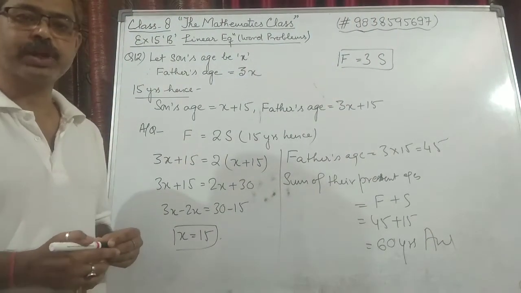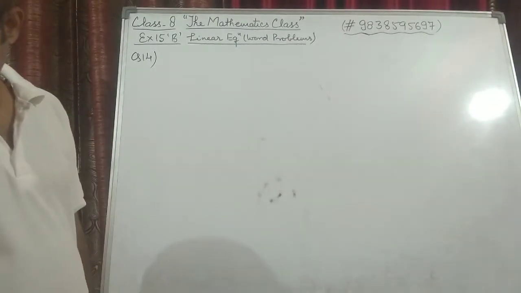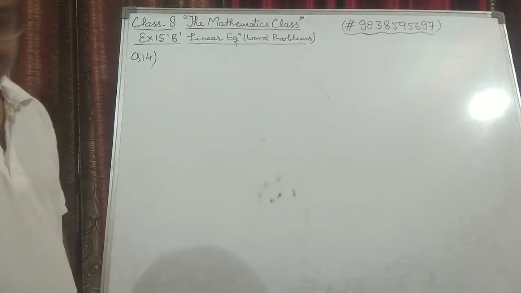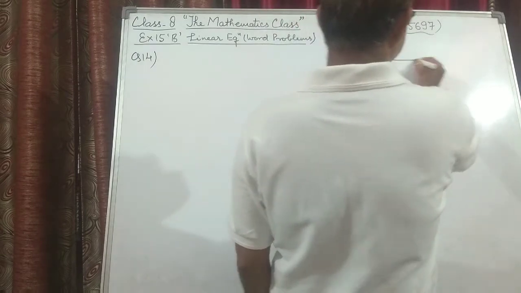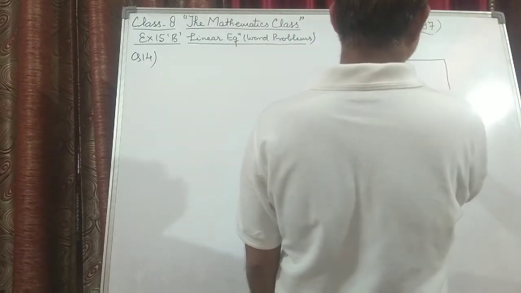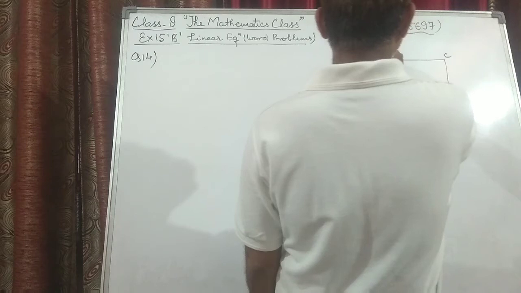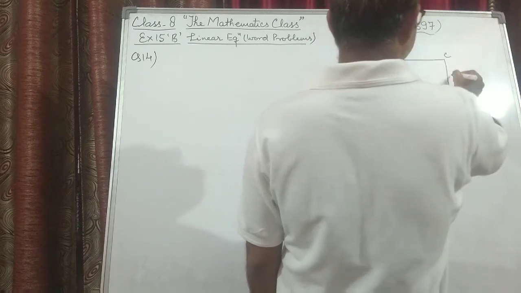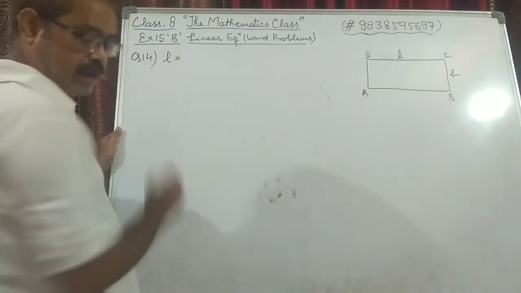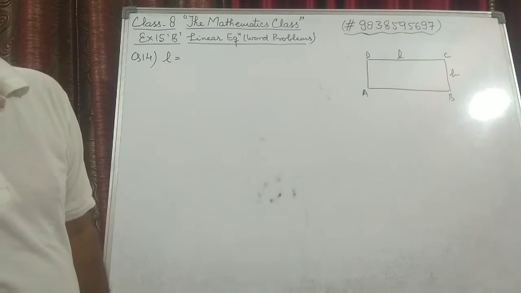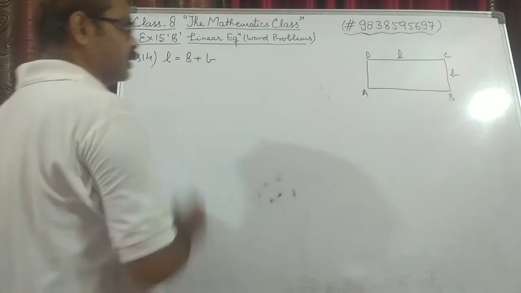Now we move on to question number 14. They say the length of a rectangular blackboard is 8 meters more than its breadth. This is a blackboard which is rectangular in shape. Let us name it A, B, C, D. Length is denoted by L, breadth is denoted by B. They say the length of the blackboard is 8 meters more than its breadth.